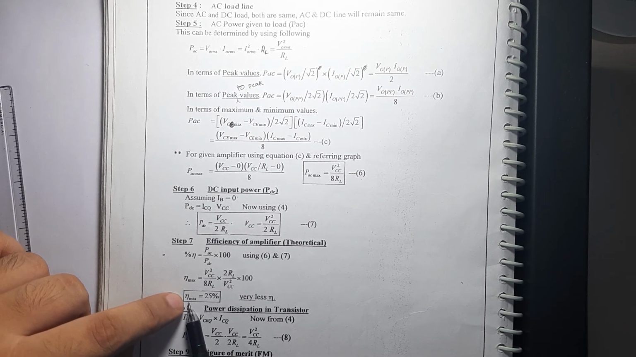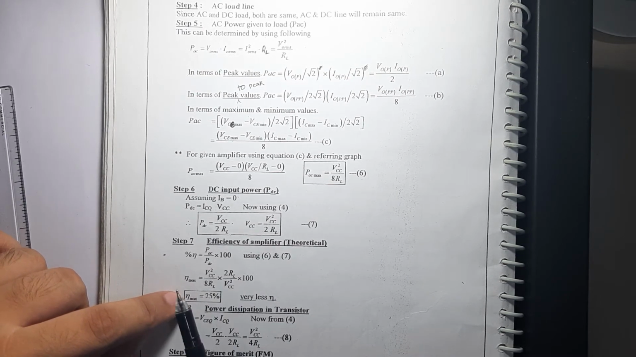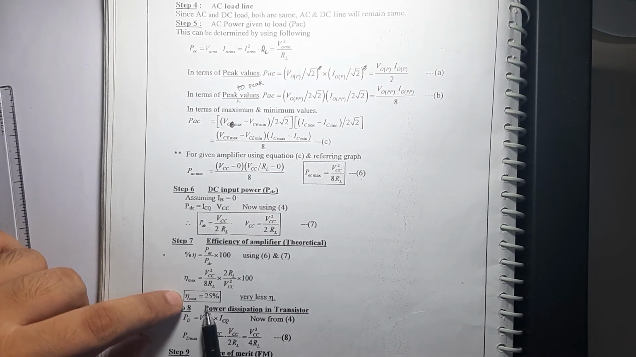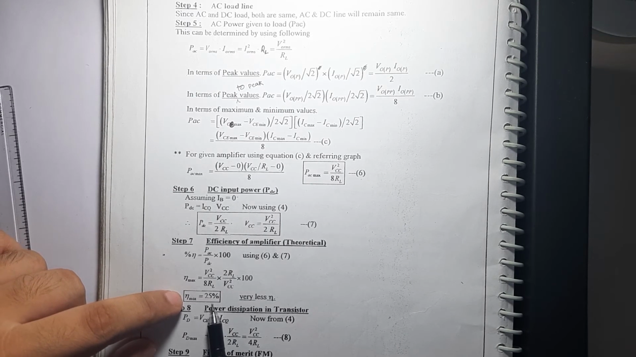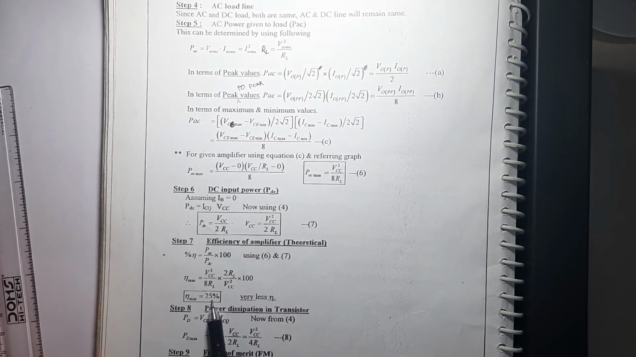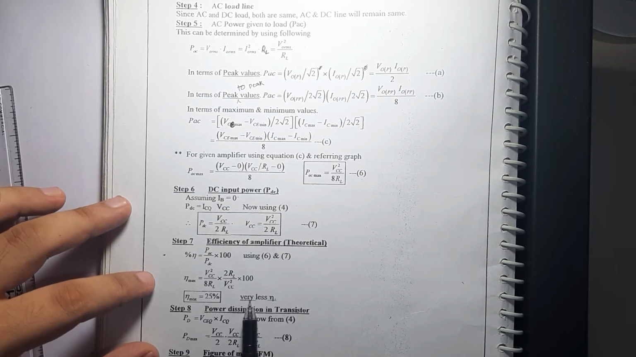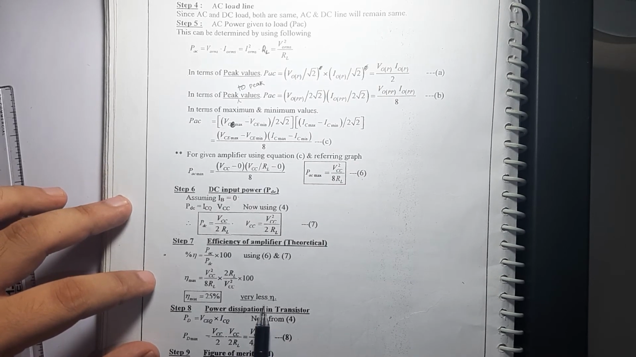So the maximum efficiency that the class A power amplifier, series fed configuration, will give you is 25% only. That is very small. We want something which gives better efficiency. The drawback of this amplifier is that it gives very less efficiency.